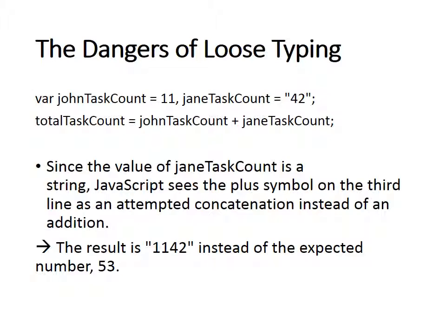When you use variables, you'd better use them with a clear data type. For example, johnTaskCount equals 11 is a number data type. janeTaskCount equals "42" is a string data type. If you add them together, totalTaskCount is "1142" instead of 53 because JavaScript treated both of them as a string data type.